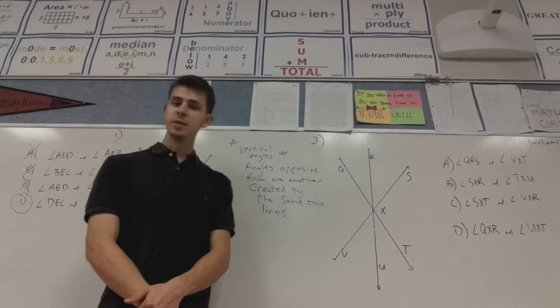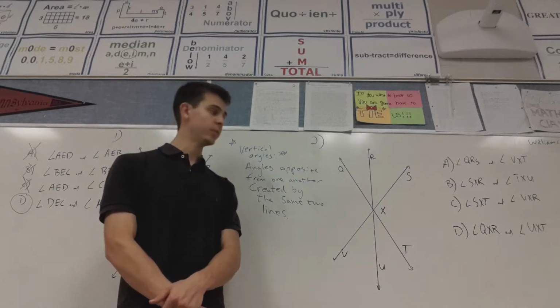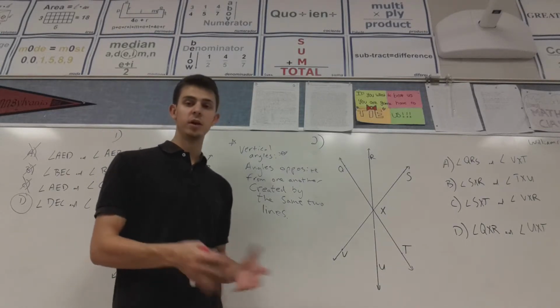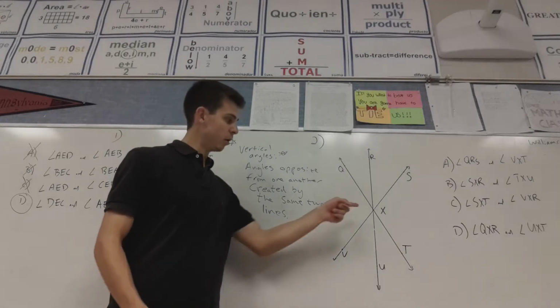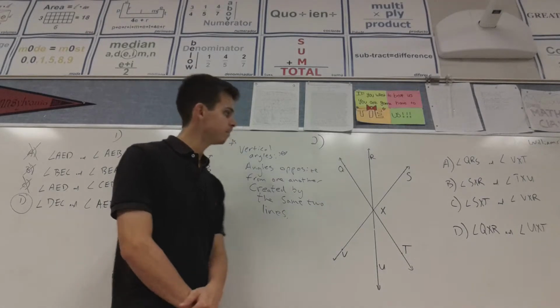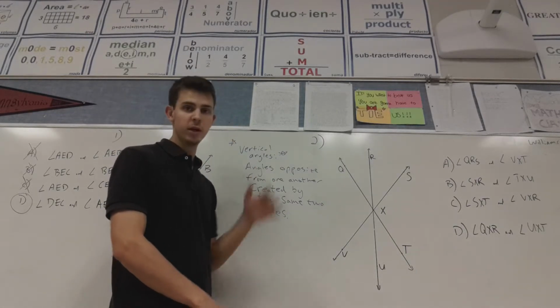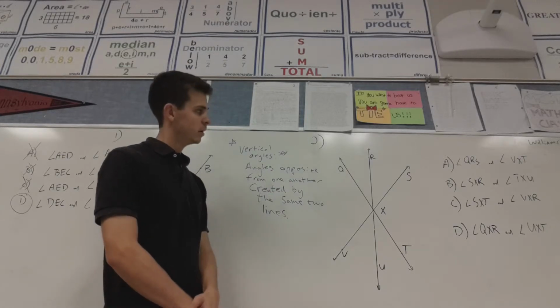Problem 2 is the same concept, although it's just a little bit more complicated because instead of 2 lines, we have 3 lines. They all intersect here at point X. Same thing, we'll go through each answer choice.